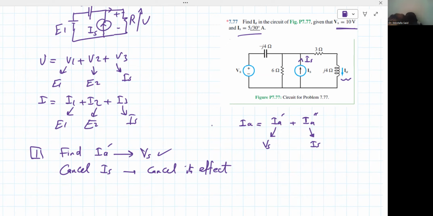That's what we're gonna do. We're gonna do an open circuit here. We're gonna break the circuit, so the current will be zero. So this will be the circuit after canceling IS. I'm gonna make an open. This is IS here.